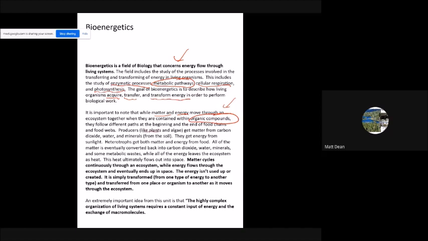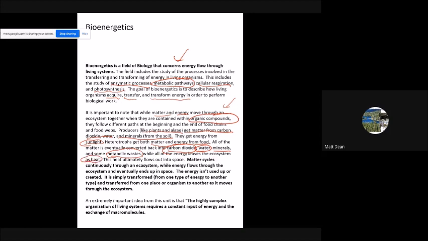Producers, things like plants and algae, and some bacteria, cyanobacteria for example, get matter from carbon dioxide, from water, and from minerals, usually from the soil or sometimes from the water. And their energy comes from light, from sunlight. Heterotrophs get both their matter and their energy from food. We get both there. All of the matter, or at least most of it, is eventually converted back into carbon dioxide, some into water, some into minerals, and some just into waste, metabolic waste, feces, urine, those kinds of things. But all the energy eventually leaves the ecosystem as heat.